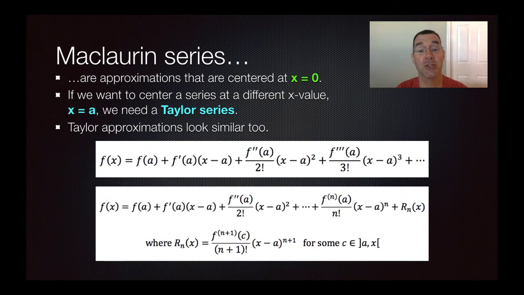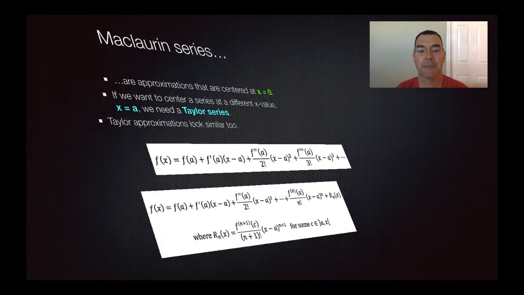The approximations are similar too. I can approximate this by stopping the polynomial wherever I want and having an error term. And the error term still looks very similar to the Maclaurin error term. It's still the n plus first derivative evaluated at some constant c. It's still got n plus 1 factorial on the bottom, but instead of being x to the n plus 1, now it's x minus a to the n plus 1. And instead of the constant being between 0 and x, now it's between a and x.